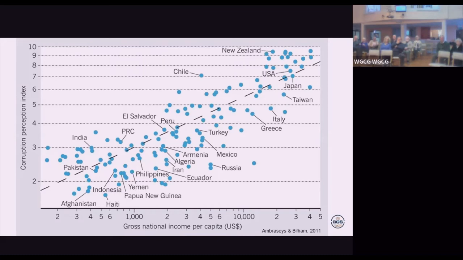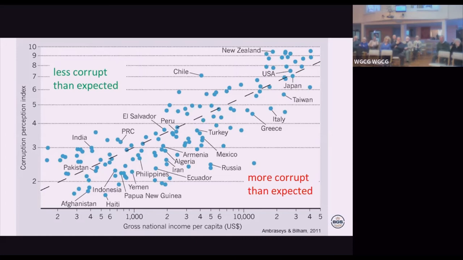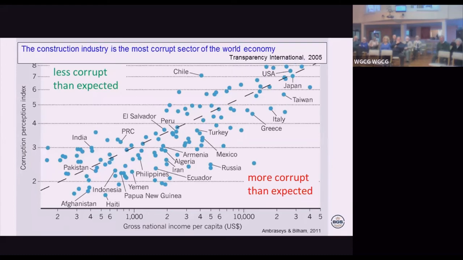If you fall above the line, you're a less corrupt country than we expect you to be. Countries like Chile and New Zealand fall up there. If you fall below the line, you're more corrupt than we expect you to be. Countries like Mexico, Russia, Greece, Italy fall below the line. And why does this matter? Why does corruption matter? It matters because the construction industry is the most corrupt segment of the global economy.